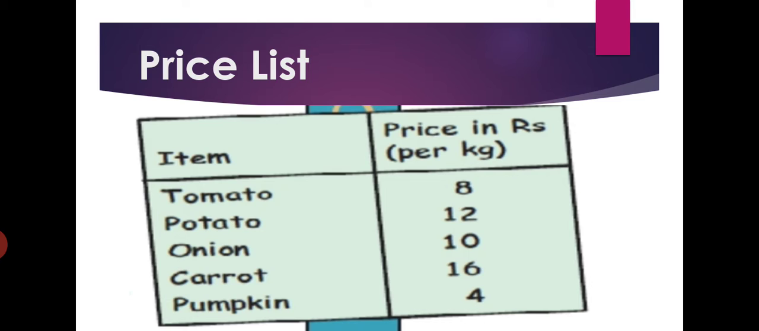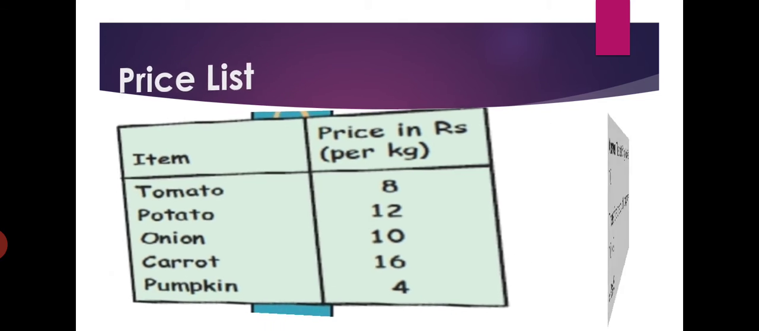So 1 kg of onion is equal to rupees 10. So how much is half kg? Yes, it is rupees 5. And 1/4 kg of carrot. 1 kg of carrot costs rupees 16. Divide 16 by 4. What will be the answer? Yes, it is rupees 4.